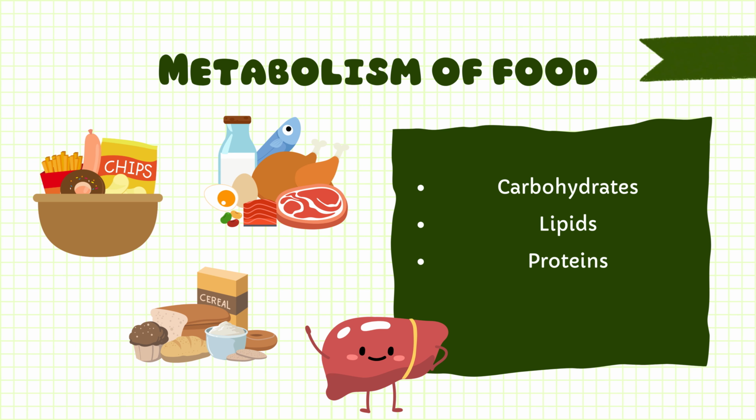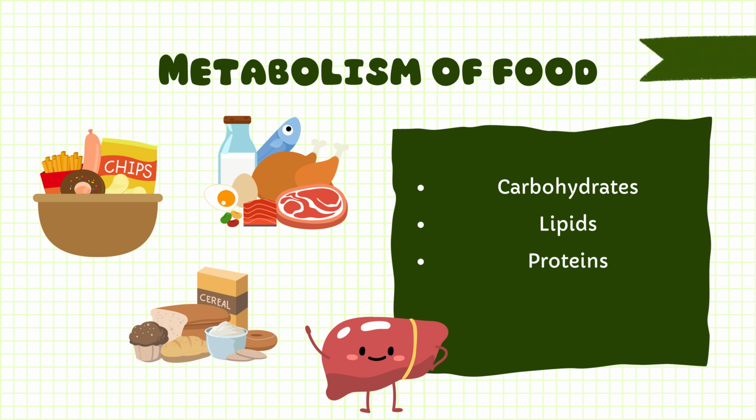The liver receives nutrient-rich blood from the gastrointestinal tract through the portal vein. It plays a central role in metabolism. Let's break that down. First, carbohydrates. The liver stores glucose as glycogen. It also performs gluconeogenesis, the process of creating glucose from non-carbohydrate sources like amino acids and lactate.